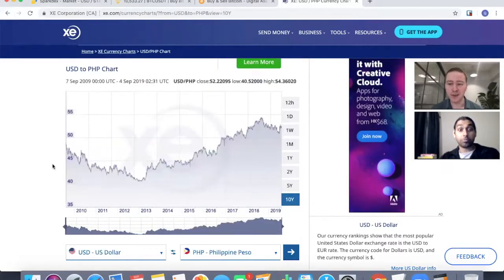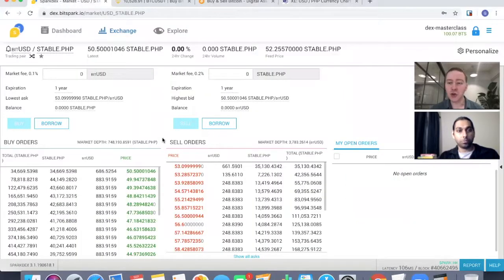A friend of mine says that he grew up in the Philippines, decades ago, and when he was a kid, it used to be 7 pesos to the dollar. Now it's 52. So there is the case to be said that these currencies are going to depreciate. So if you want to short them, then the DEX is a great way to do that.